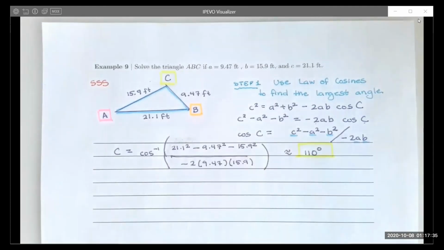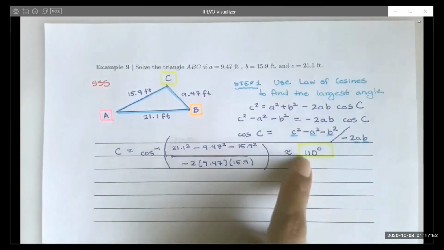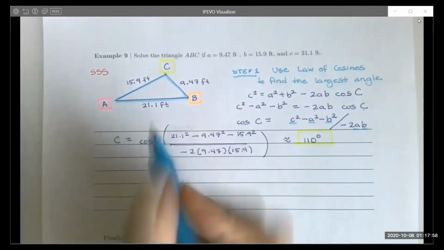So notice for cosine inverse, the calculator does return to us an obtuse angle. It can return to us an obtuse angle. That is not the case for sine. For sine inverse, it just returns the reference angle, but here it actually returns to us the real angle. Okay, so that's C.